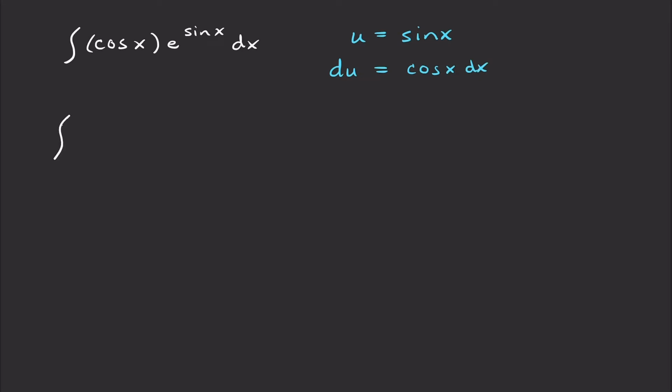So now we can substitute, and this takes an integral that would otherwise look kind of scary and makes it look really simple. So e to the sine x will just be e to the u, and cosine x dx will just become du. And so when we integrate the exponential, we just get that same exponential back plus our constant. And when we plug in, we get e raised to the sine x plus c.